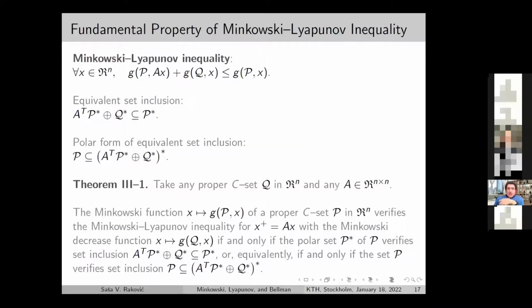So we can state the first theorem, which says the following: take any proper C set Q in Rn and take any matrix A. The Minkowski function of a proper C set P in Rn verifies the Minkowski-Lyapunov inequality for the linear dynamics Ax with the Minkowski decrease function x to Qx, if and only if the polar set P star of P verifies the set inclusion A transpose P star plus Q star subset P star, or equivalently, if and only if the set P verifies the second set inclusion. This gives you a complete characterization of all Minkowski-Lyapunov functions associated with the considered Minkowski-Lyapunov inequality.